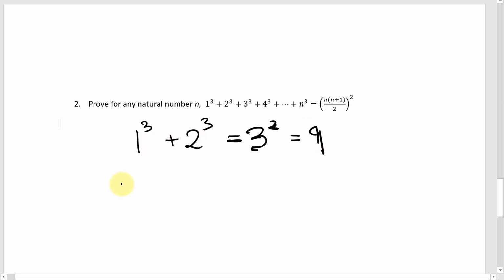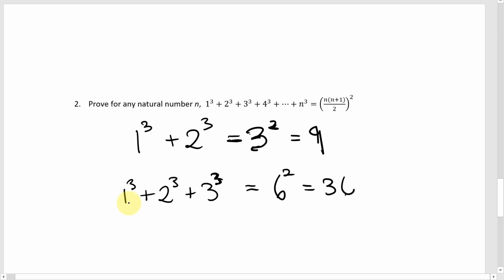Let's try another one. Let's add the first three cubes. Right? 1 cubed plus 2 cubed plus 3 cubed. So just add the bases. 3 plus 2, that's 5. Plus 1, that's 6. So 6 squared is 36. And what do I have here? 1 plus 8, that's 9, plus 27, which is 36.